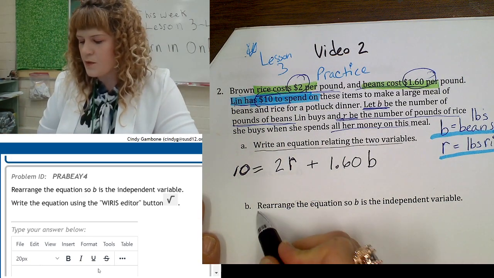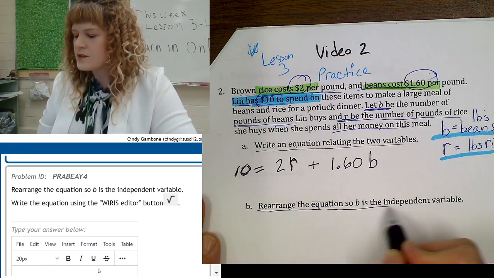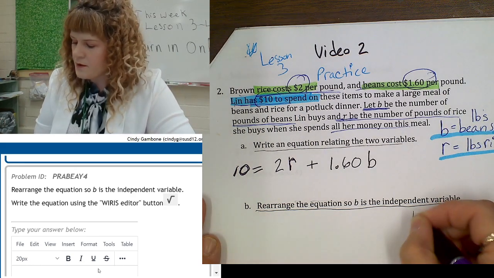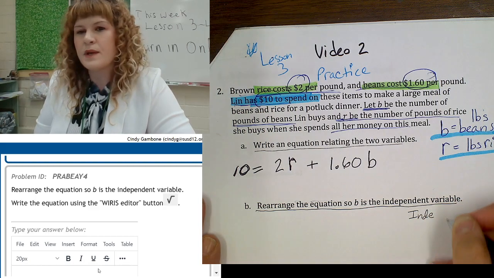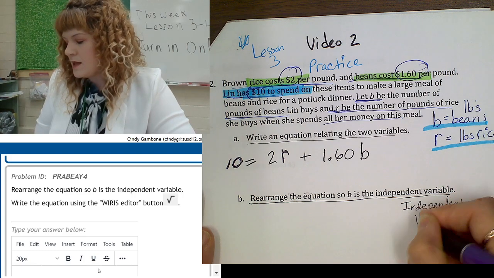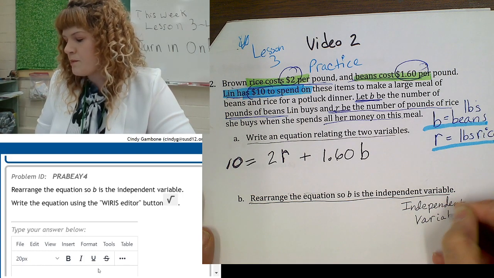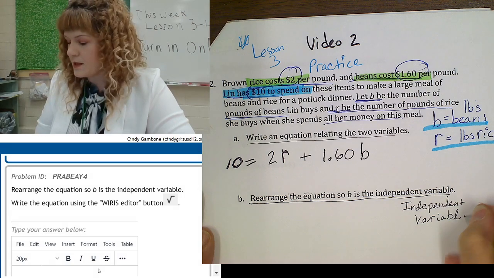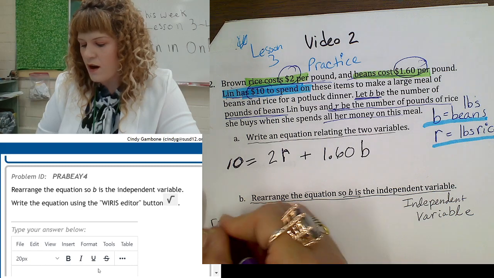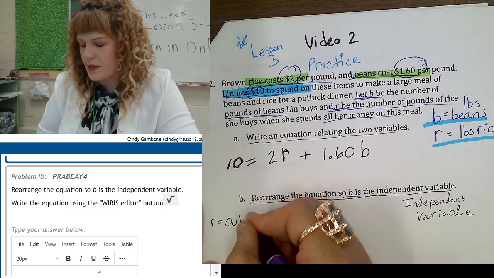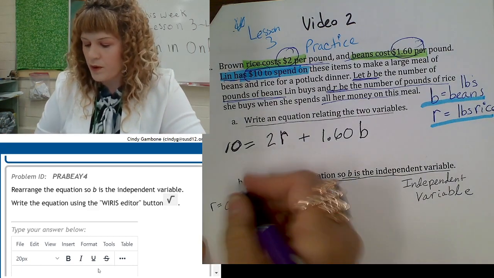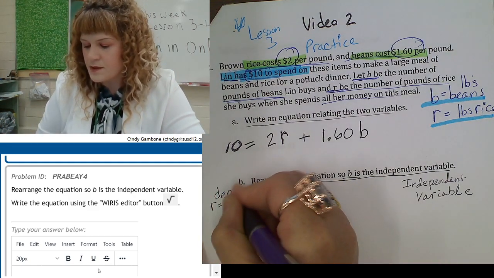The directions say, rearrange the equation so B is the independent variable. You have to remember that independent variable means the input. Independent variable means it's going to be the input in the equation. So B is the input, then R is going to be the output. When you write an equation, the output or dependent variable comes first.